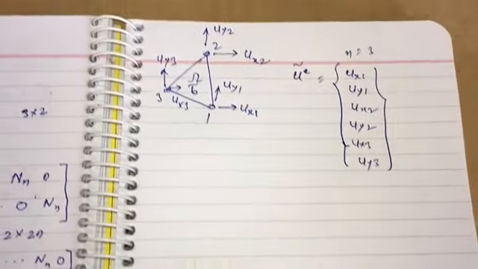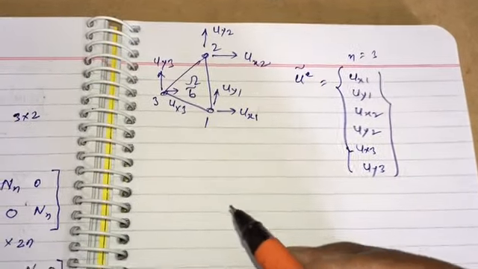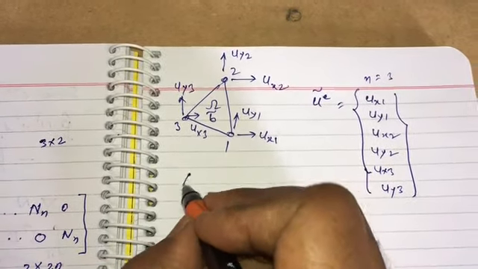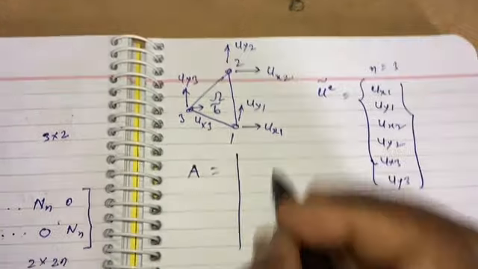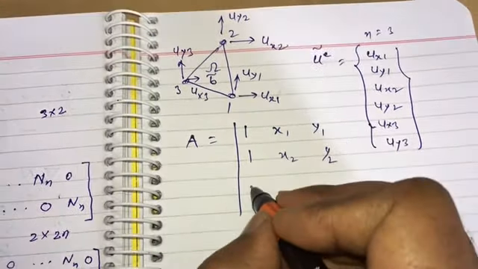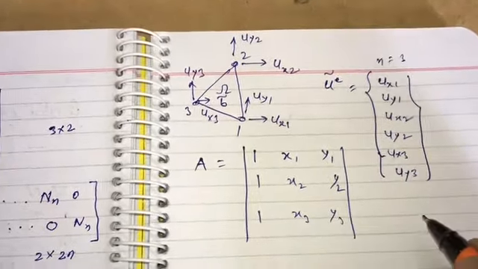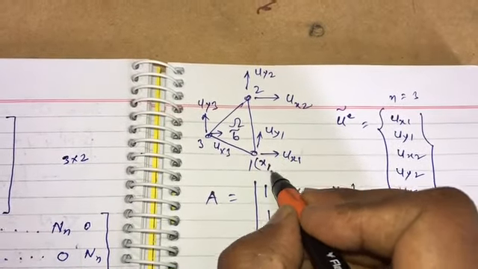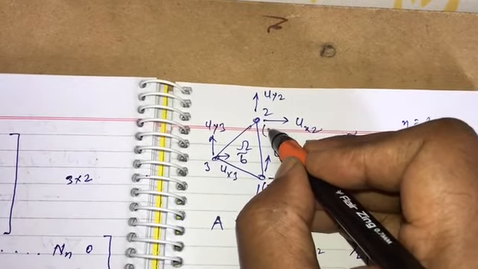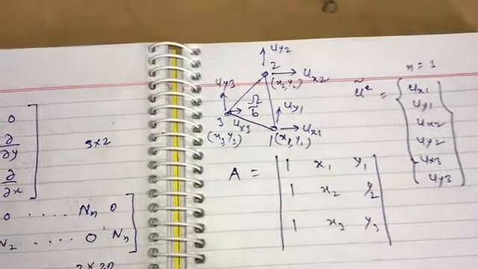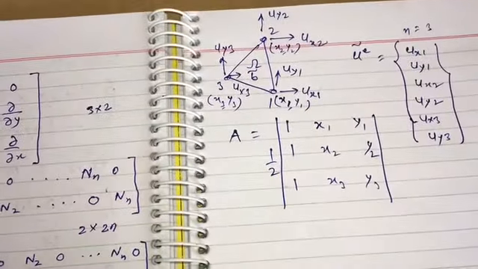Now the shape functions in this case, as you know, for that we have to find out first the area. So area of this, as we studied during the heat transfer problem, is the determinant of x1, y1, 1, x2, y2, 1, x3, y3, 1, where x1, y1 are the coordinates of the first node, x2, y2 the coordinates of the second node, and x3, y3 the coordinates of the third node. The area is half of it.